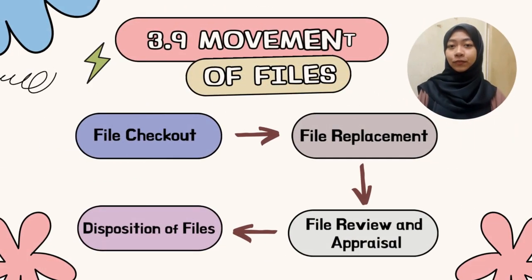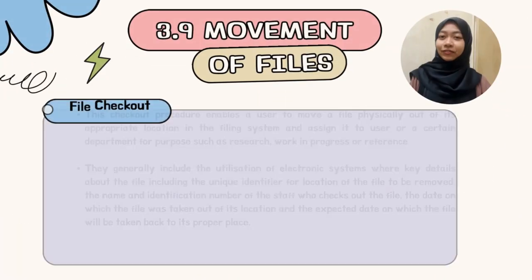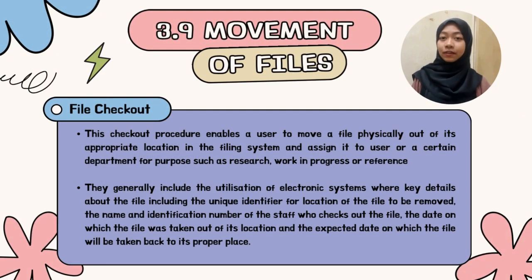We continue to the movement of files, which can be separated into 4 steps: file checkout, file replacement, file review and appraisal, and the last one is disposition of files. File checkout keeps the filing system unaffected and prevents occurrence of misbehavior through improper arrangement that could further result in loss of important documents once placed in the wrong place. The check-up procedure implemented in Perbadanan Kemajuan Negeri Selangor also helps in the speedy recovery of files, since staff seem to be aware of where the physical files are.